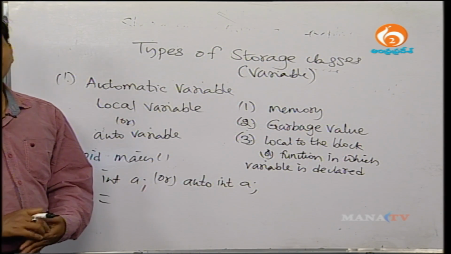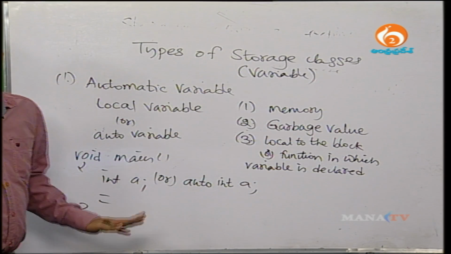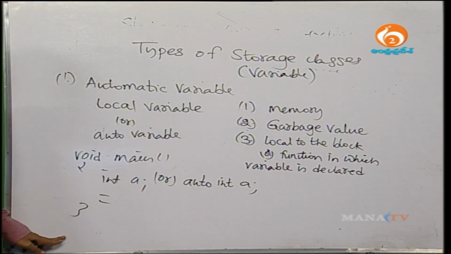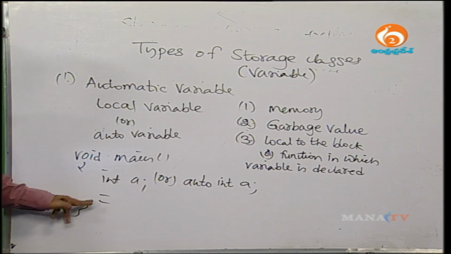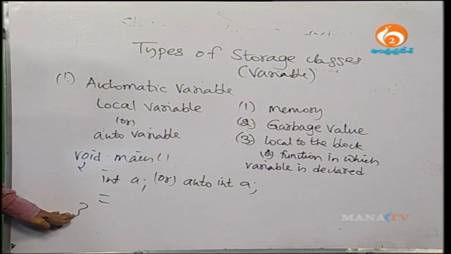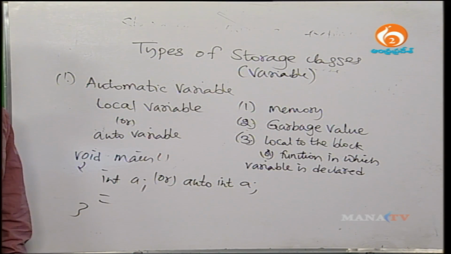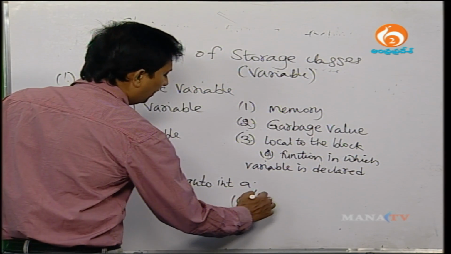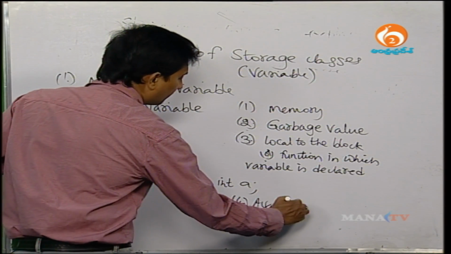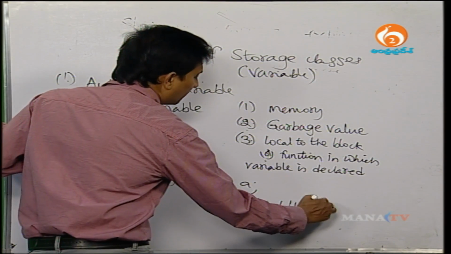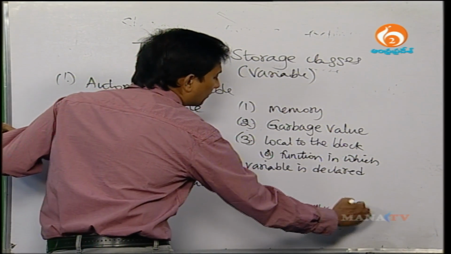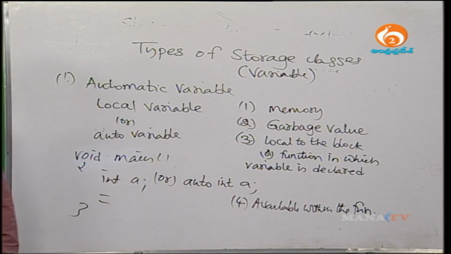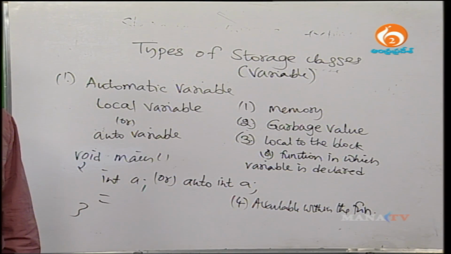Next, fourth point: what is the life of the variable? Here the life of the variable lasts till the control remains within the function. The moment control comes out of this main function, this a is not available anymore. It is available within the function only.